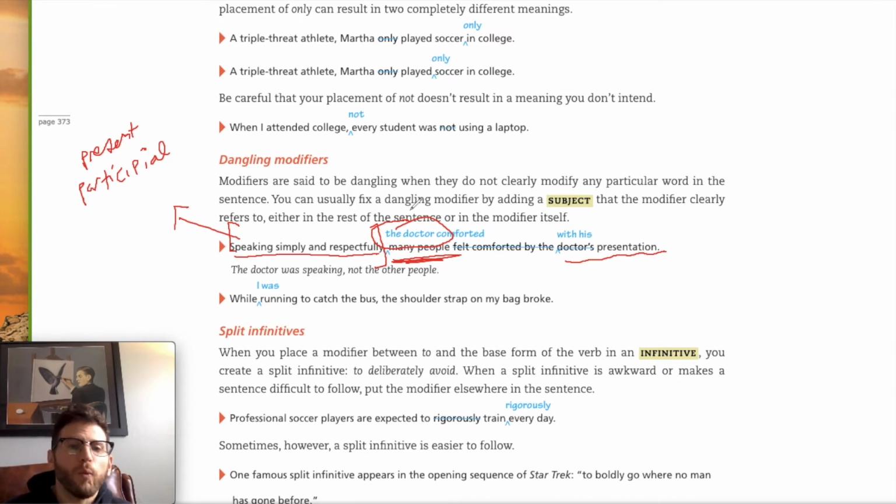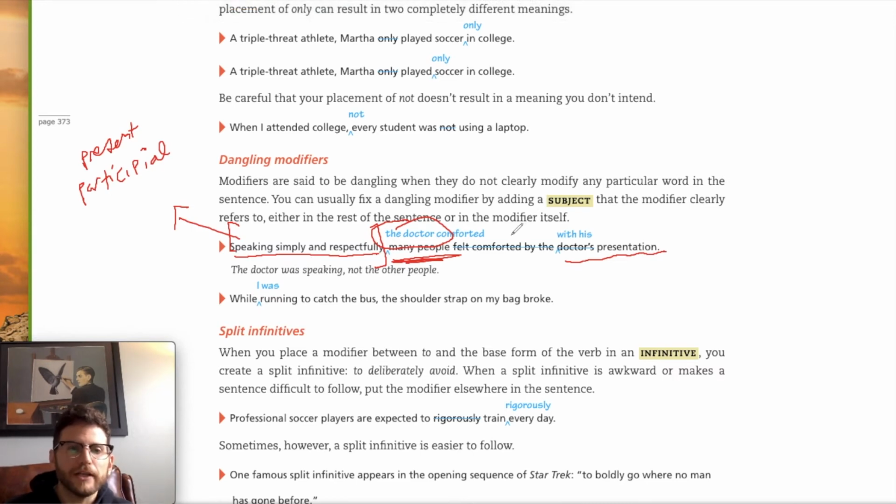Okay. So one way to fix a dangling modifier is we add that subject, or we add whatever that word that should be modified is into the sentence. Okay. We could add it like this, by adding it right after the modifier. Or we could add that subject, whatever that word is, to the modifier itself, and you'll see that that's what is happening here in the second example.